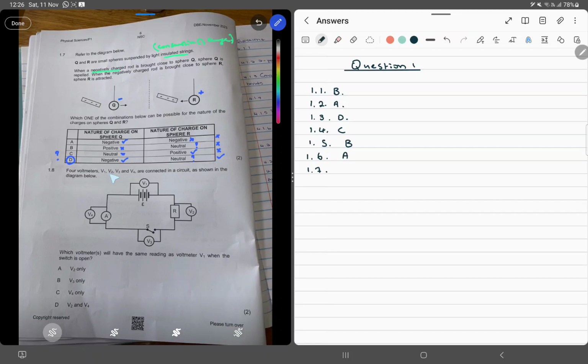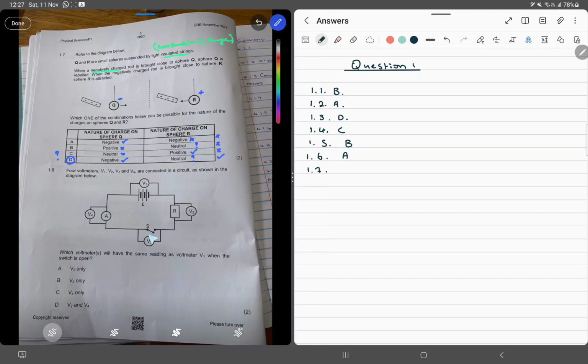Now, four voltmeters V1, V2, V3 and V4 are connected in a circuit as shown in the diagram below. So we've got V1 across the terminals of the battery, that is the total external voltage, and then we've got V4 again on a segment of the wire, so the potential difference between those two points in the wire, and then we've got a switch here.